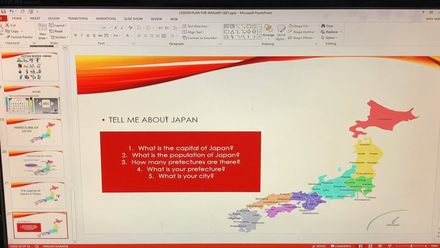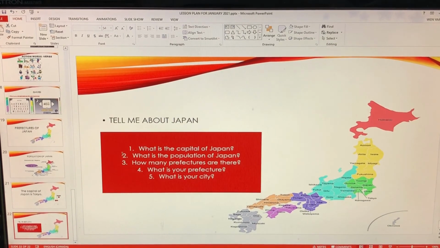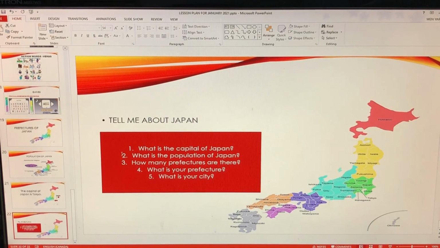Okay, for the final week, I would test them. I would ask them, what is the capital of Japan? They can answer it in short. It's Tokyo. Excellent job. Number 2, what is the population of Japan? Oh, you forgot? Well, how many people live in Japan? 127 million. Excellent. Don't forget to say it's 127 million. Excellent. Question 3. How many prefectures are there?